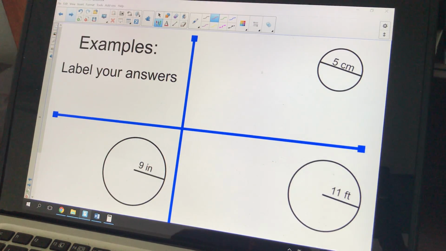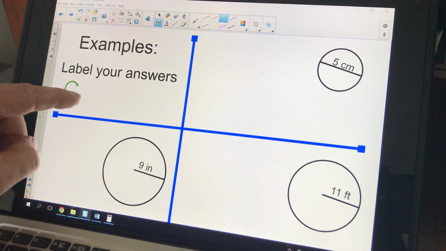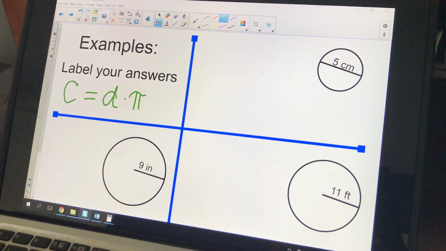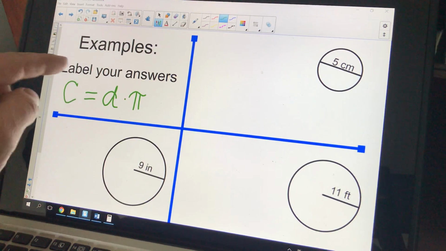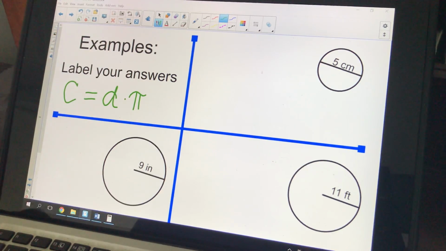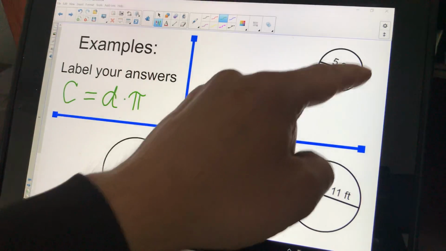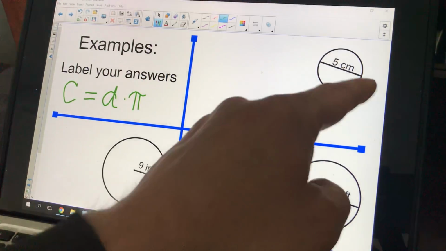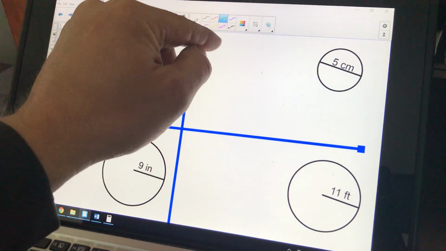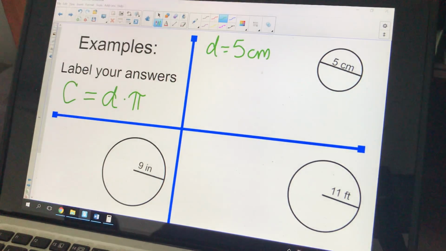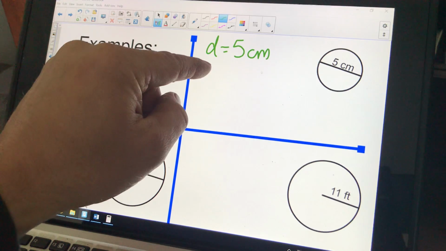So, first off, some examples. We're going to use the formula C, circumference, equals the diameter times pi. For every circle that we do, I'm going to try to have the formula there. And of course, it says right here, make sure you label your answers. So let's look up here in the corner. We have a circle, and it has a line going all the way through, and it says 5 centimeters. Because the line goes all the way through, I can assume that is the diameter. They already gave us the diameter. So I'm going to fill this in for my formula.